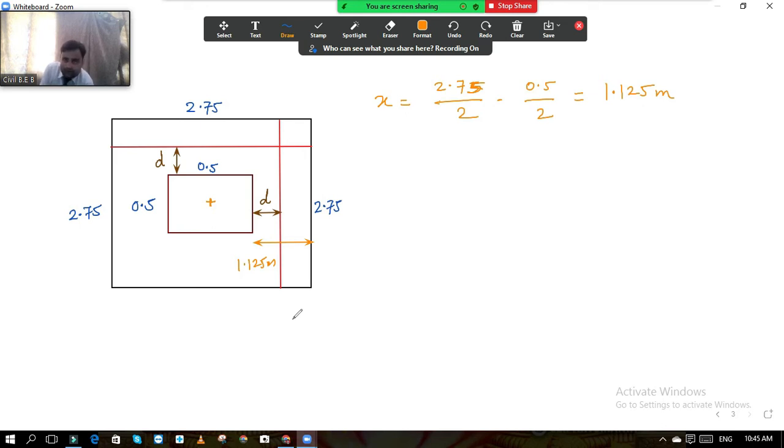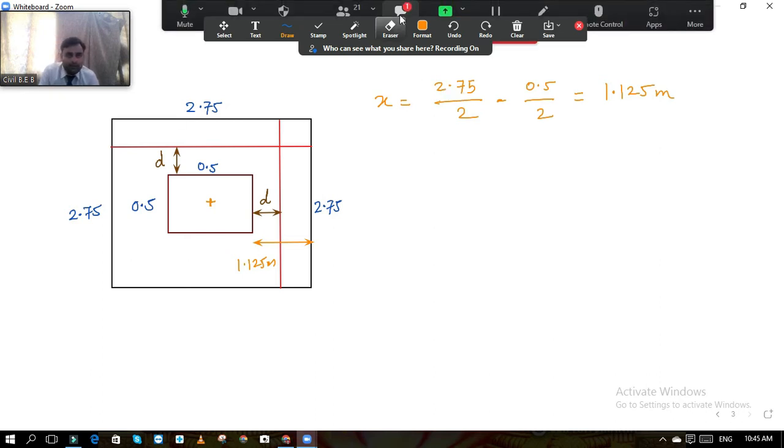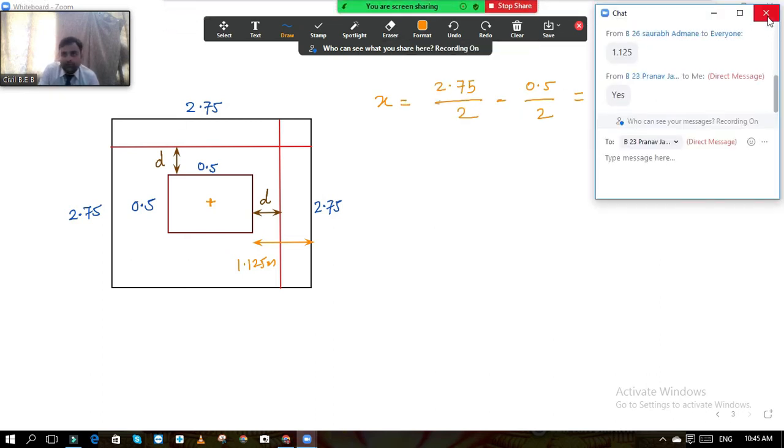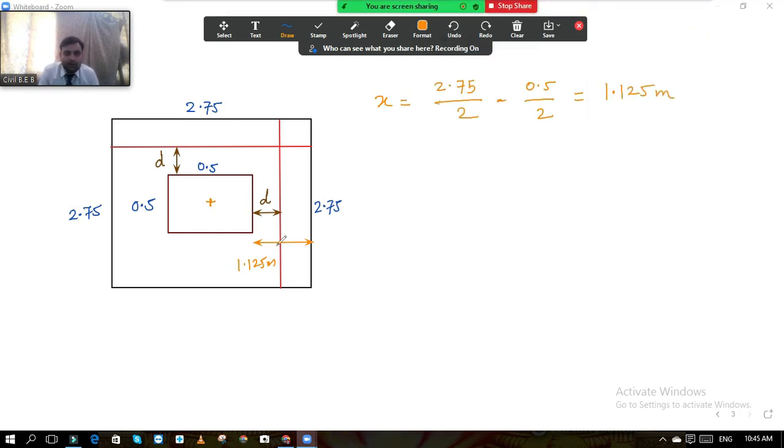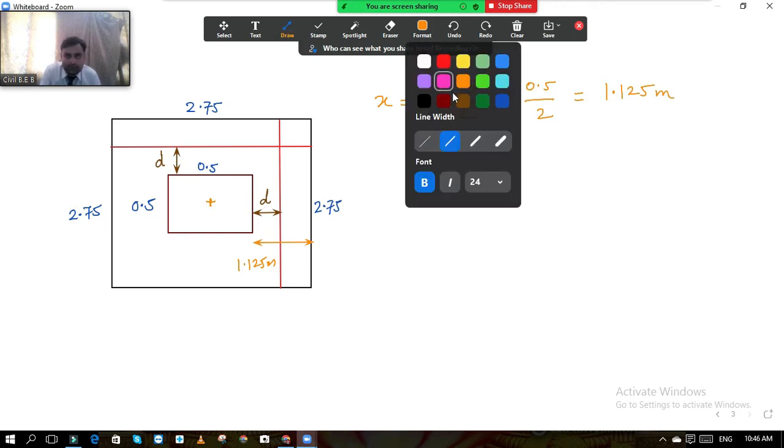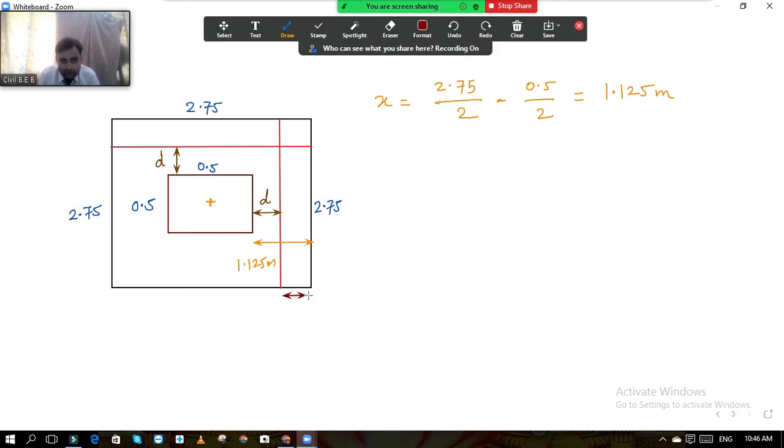Have you understood this? Is it clear? Yes, no? Is it clear, or shall I repeat this once again? Okay, so 1.125. Now if this is 1.125, I am interested in only this much of distance. If you see, I want only this distance. How much is it? This and this will be the same. Both of these will remain the same.